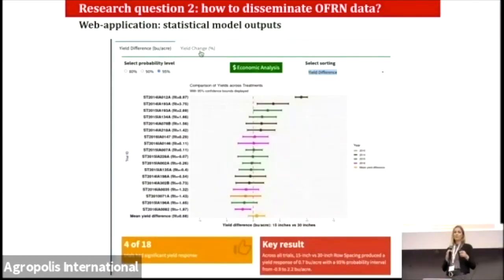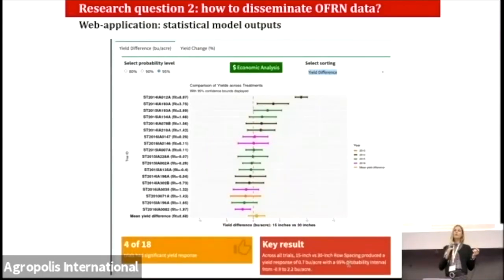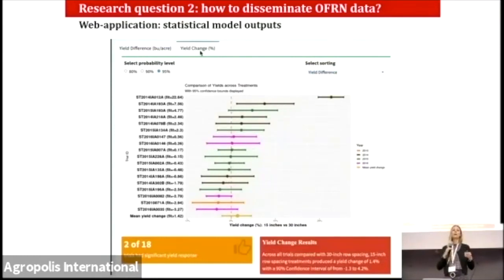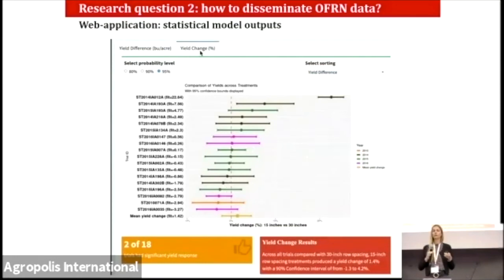That's how we represent the output of the random effect model, where the user can select yield change, which is the yield ratio converted in percent, or the yield difference, because farmers really like to play with yield difference because then they can convert that into economics. And at the bottom, we also have boxes giving some key results in case people get lost in the interpretation of the graphic.